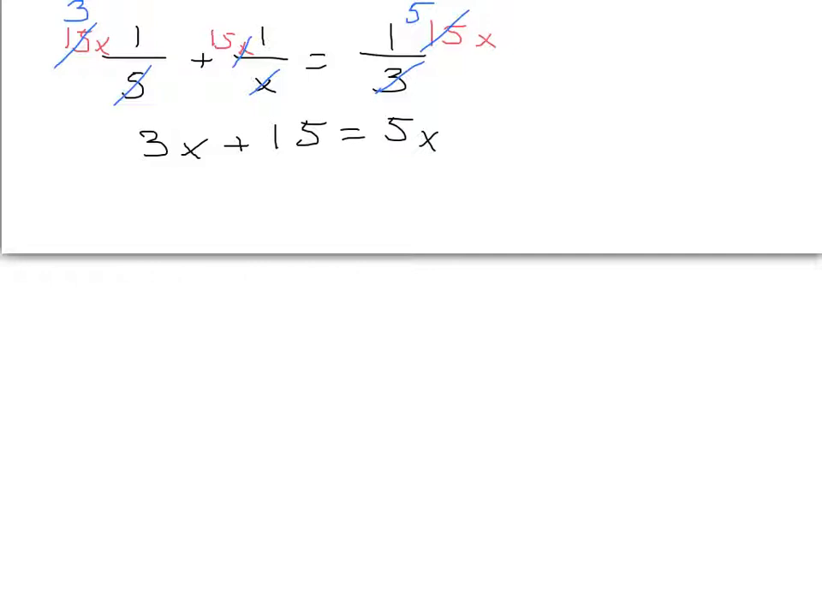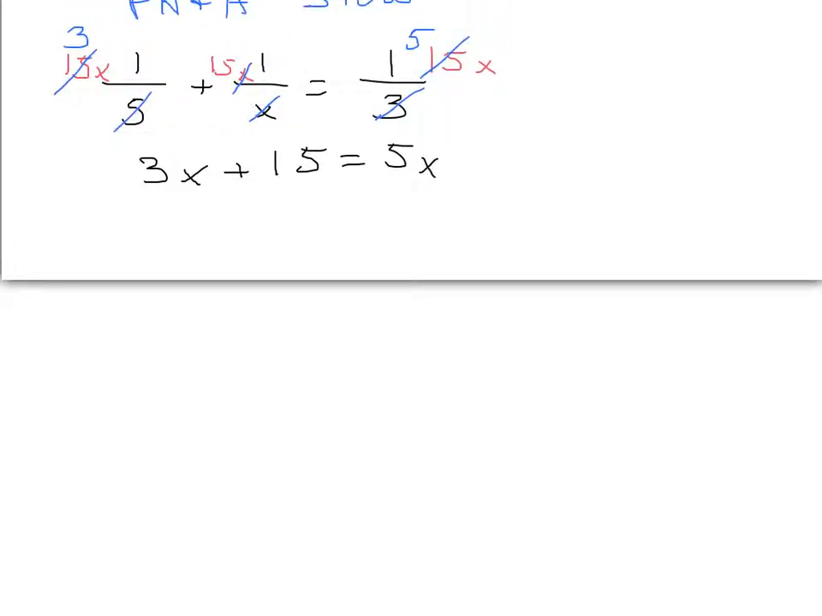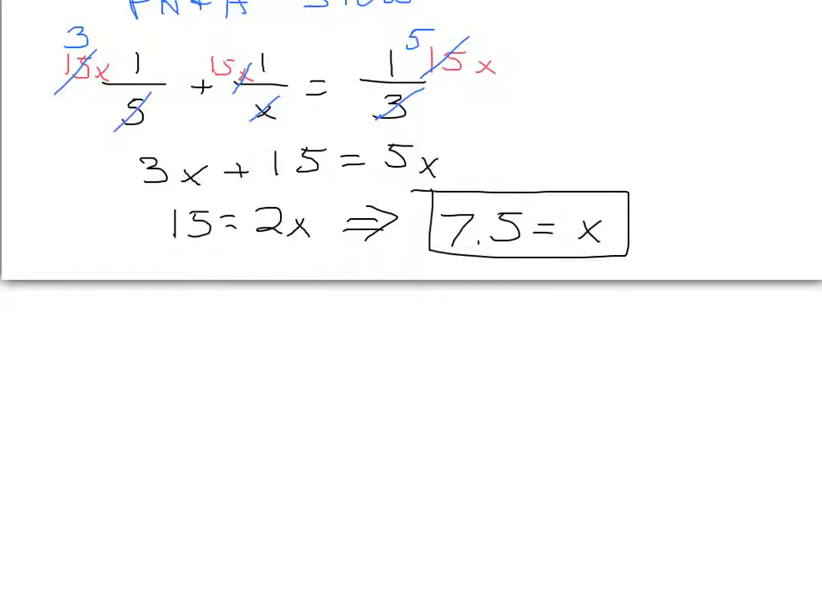So subtracting 3x from both sides, we get 15 equals 2x. And then when we divide 15 by 2, we get 7.5 equals x. So the assistant would take 7.5 hours.